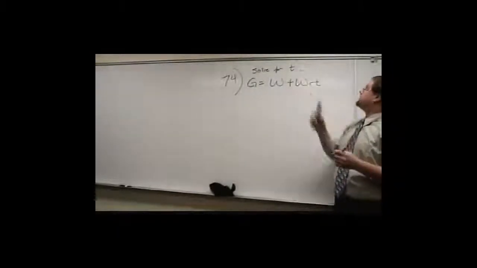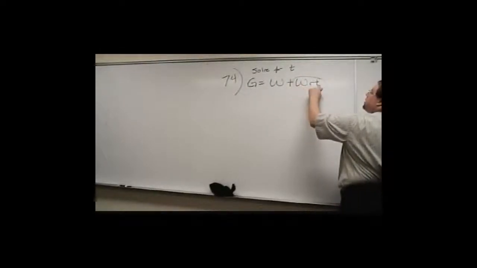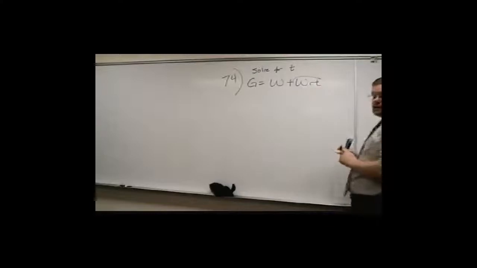So I want to solve for T. So I want to eventually get T alone. So I'm going to circle the WRT, knowing that T is what I want to get alone. Okay?